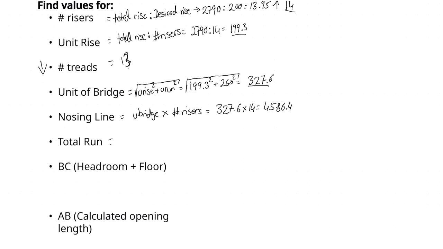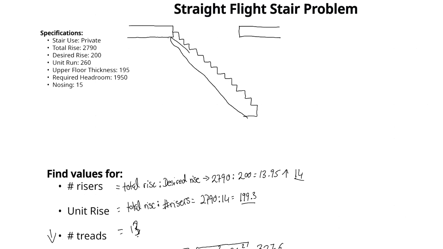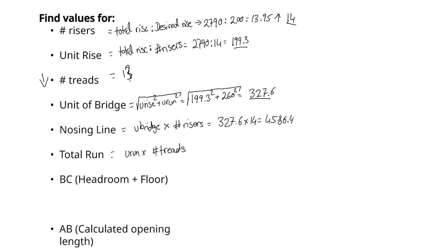Now, the total run is the unit run times the number of treads. If we go back up and look at our picture, we have our unit run for each of these times however many we have. So that's pretty easy to remember. Let's pop that in there. Unit run was 260 times 13 treads, right? We already figured that out up here, and we always have one less tread than risers. So total run, 3380.